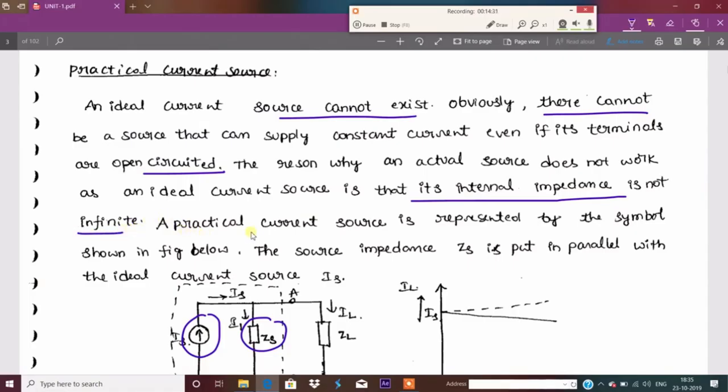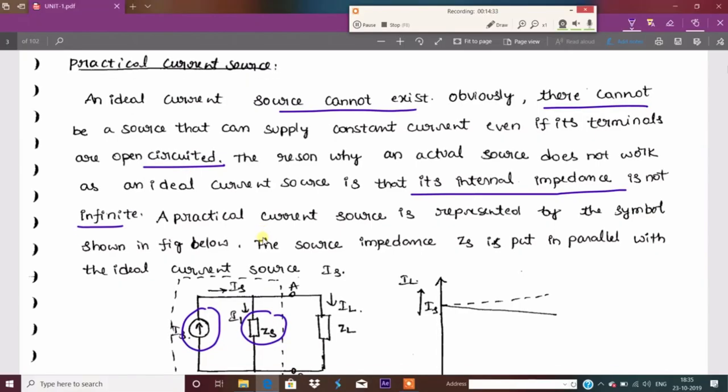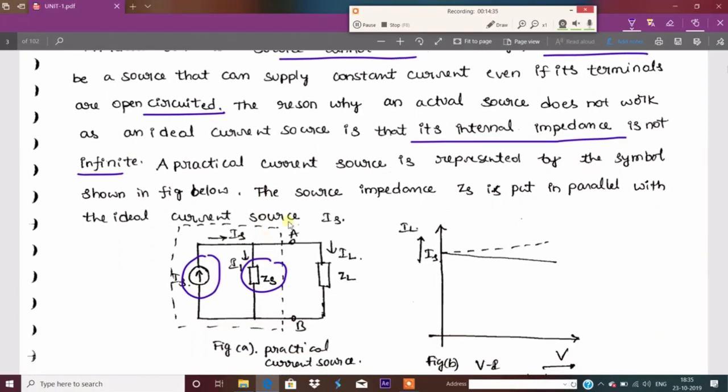A practical current source is represented by the symbol shown in the figure. This is a practical current source. So the source impedance ZS is put in parallel with the ideal current source. So that is about the ideal current source. Practical current source means an ideal current source in parallel with the impedance. You call it a practical current source.